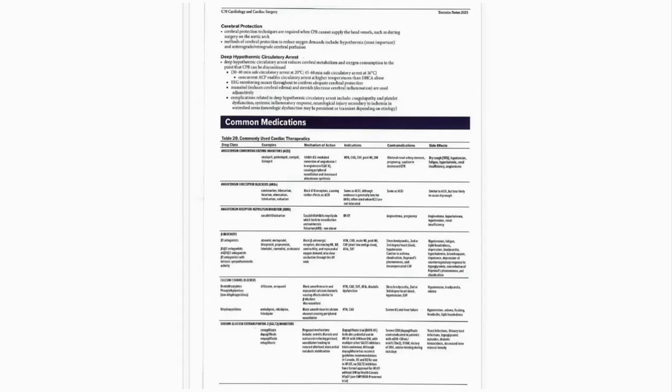Dihydropyridines. Examples include amlodipine, nifedipine, and felodipine. These drugs primarily relax vascular smooth muscles, causing peripheral vasodilation. Indications: they are used for hypertension and stable coronary artery disease. Contraindications: avoid in severe aortic stenosis and severe liver failure. Side effects include peripheral edema, flushing, headache, lightheadedness, and hypotension.